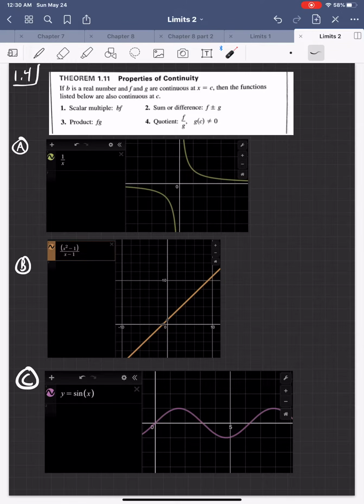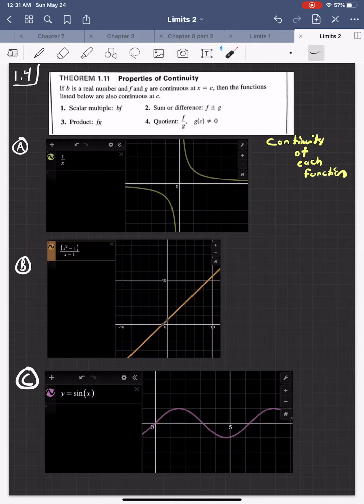So now, the good news is the properties of continuity allow for scalar multiplication, products, quotients, sums, differences. You can read through the theorem on your own time. What I'm interested in is I want to discuss the continuity of each function. In other words, I want to be able to make a statement of when this graph is continuous.